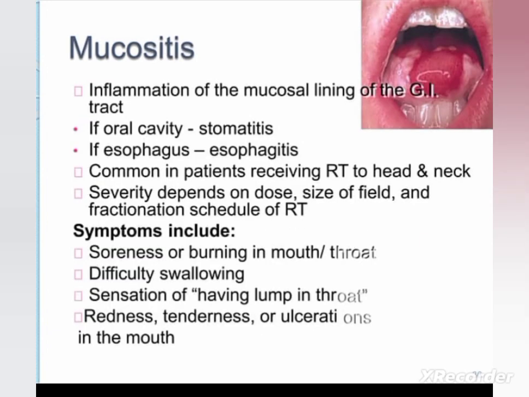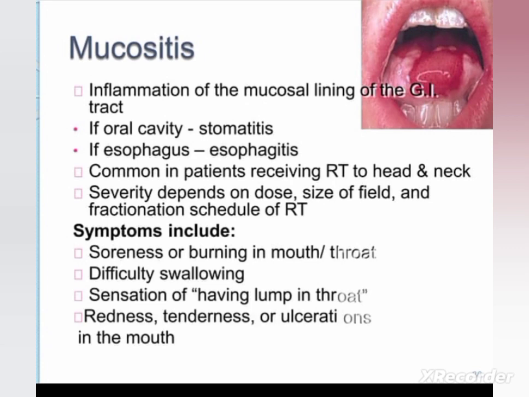Next one, mucositis. Mucositis is inflammation of the mucosa, and especially the GI tract can be affected. So oral mucositis means the oral mucosal layer will be inflamed. Usually this can be seen in head and neck and oral cancers.